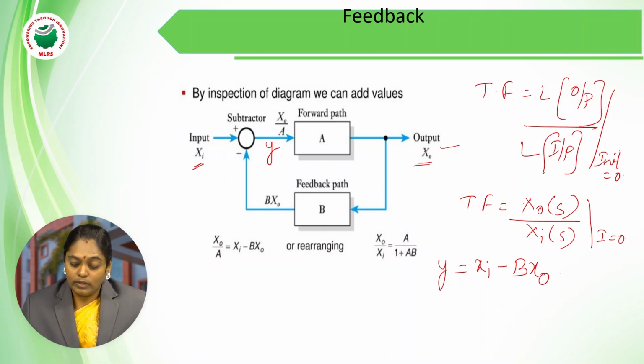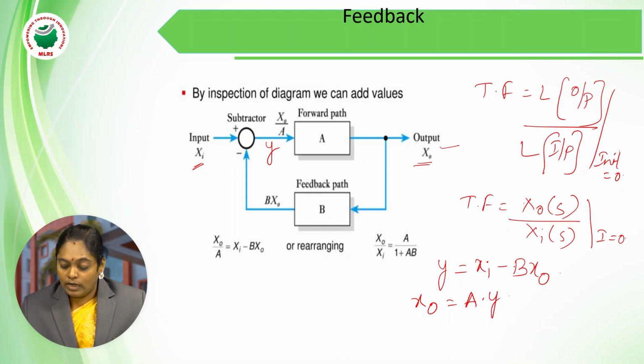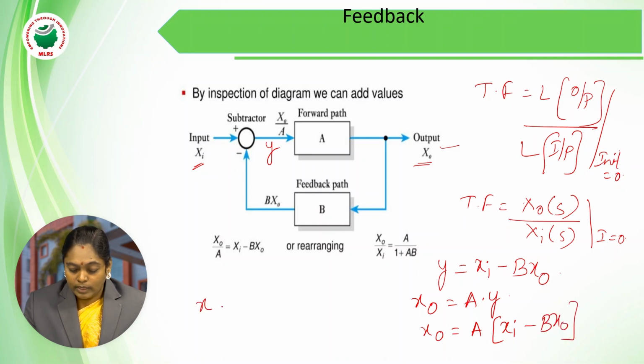Similarly, how can I write down the expression for x0? The output x0 is nothing but forward path gain into corresponding input. What is the corresponding input? Y. So this can be written as a into y. Substitute this y value over here. Can I say that x0 is equivalent to a into what is y? Xi minus bx0. So this can be written as x naught is equivalent to axi minus ab x naught.